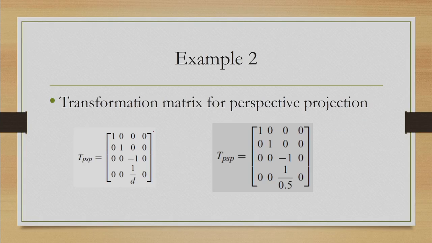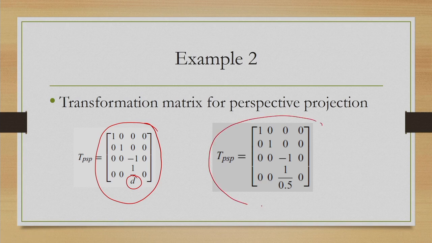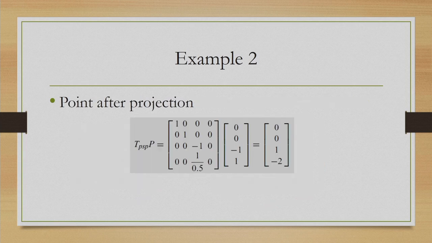So, the transformation matrix for perspective projection is shown here. We know the value of D. Replacing D in this, we get our projection matrix, and with this matrix we multiply it with the point vector as before, as shown here. So, after multiplication we get this transformed point in the homogeneous coordinate system.